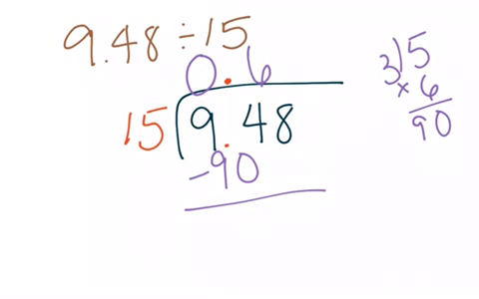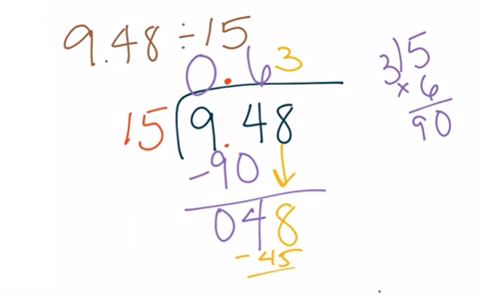So 4 minus 0 is going to be 4. 9 minus 9 is going to be 0. Next step is to pull down that 8. Drop it down. So how many times can 15 go into 48? So you have 15, 30, 45. So 15 times 3 is going to give us 45. So subtract 45. 8 minus 5 is going to be 3. 4 minus 4 is going to be 0. So we have 0.63, remainder 3, for our answer.